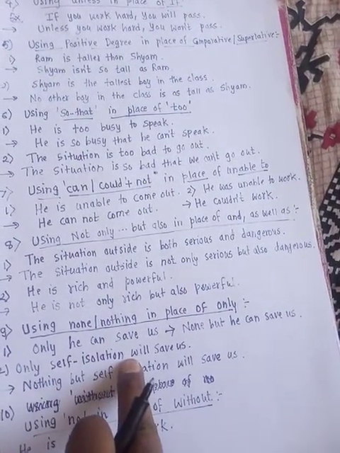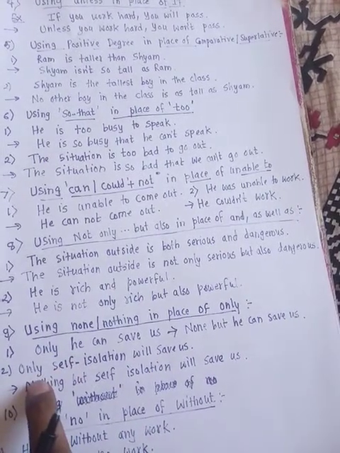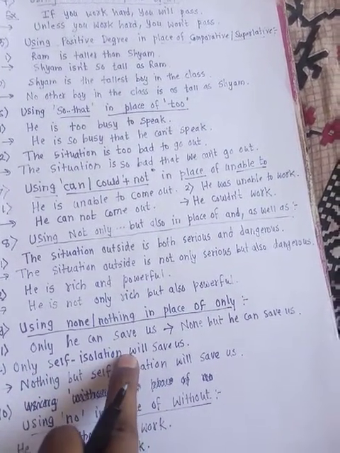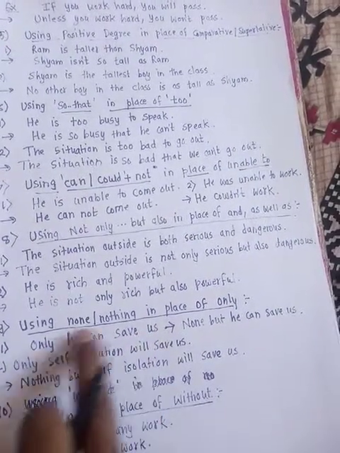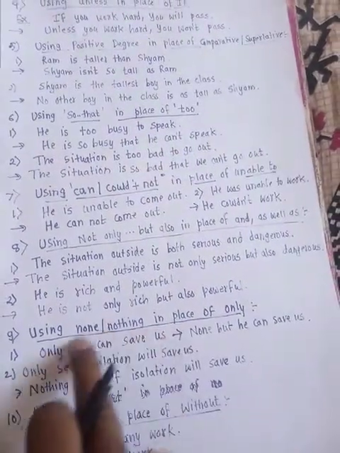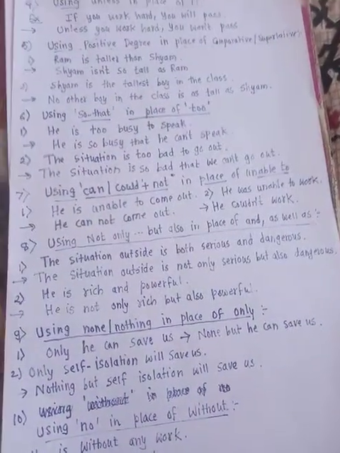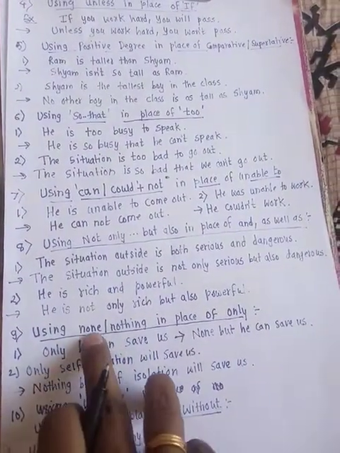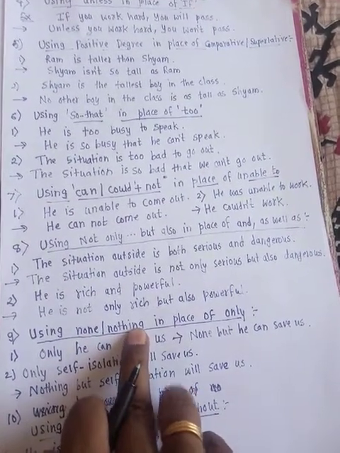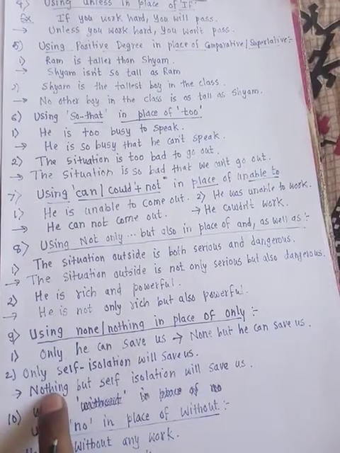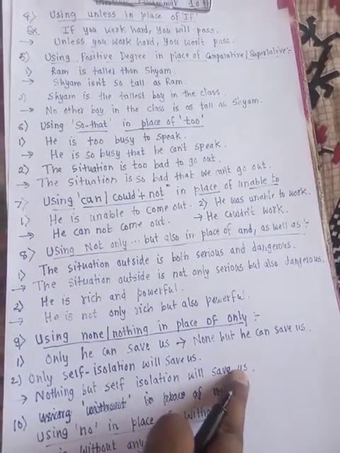"Only self isolation will save us." Now here "only" is used before "self isolation". Self isolation is not a person, it is a thing that we are talking about, regarding the current situation. The situation outside is very bad, so here we cannot use "none", we have to use "nothing", because "only" here stands for a thing or idea. So, "Nothing but self isolation will save us."